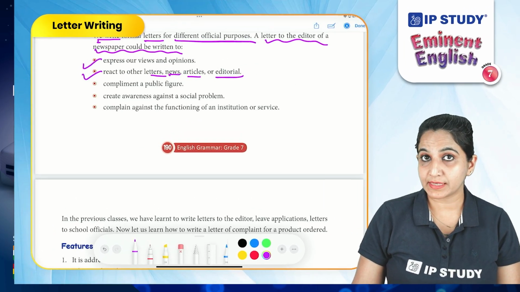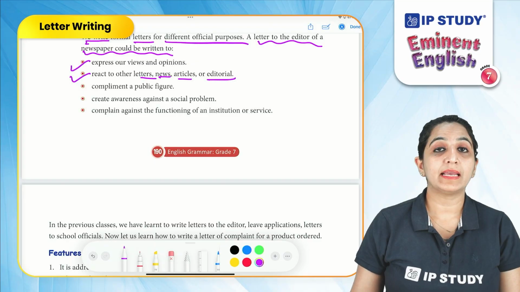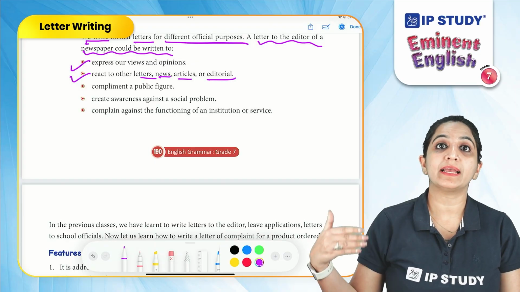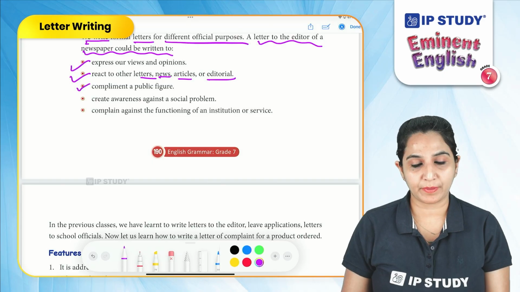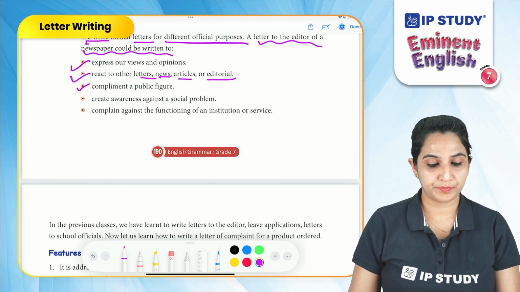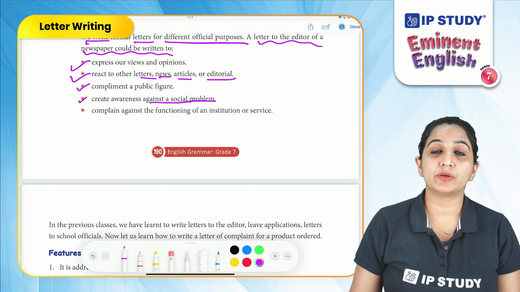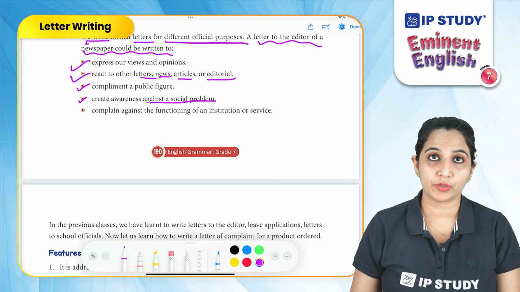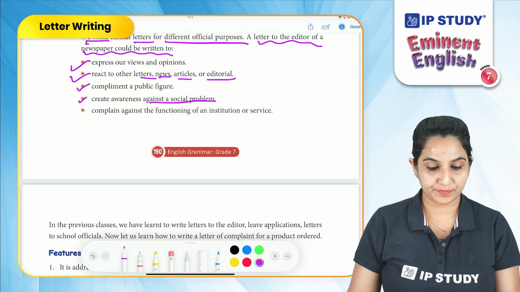If you're disagreeing with a certain idea, or if you're agreeing with a certain idea in favor of something or against something, right? Compliment a public figure. If you want to compliment a famous actor, a cricketer. Create awareness against a social problem, writing about ecosystem, writing about air pollution, how you can reduce it. So you can write a letter for that.